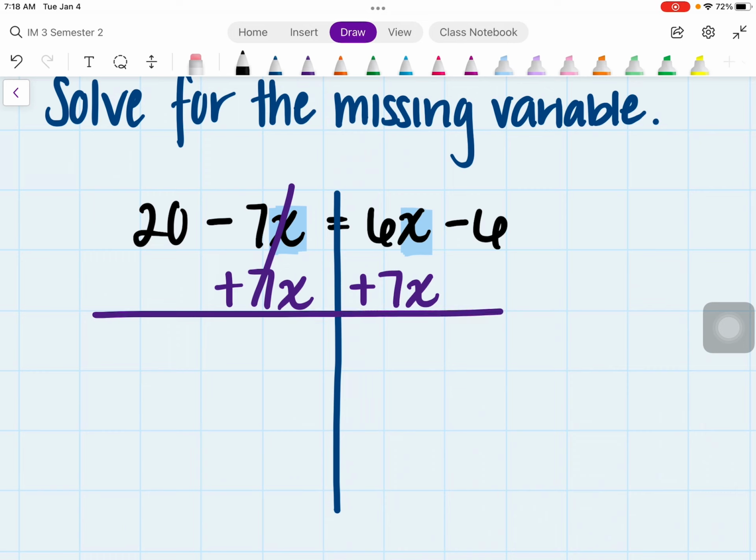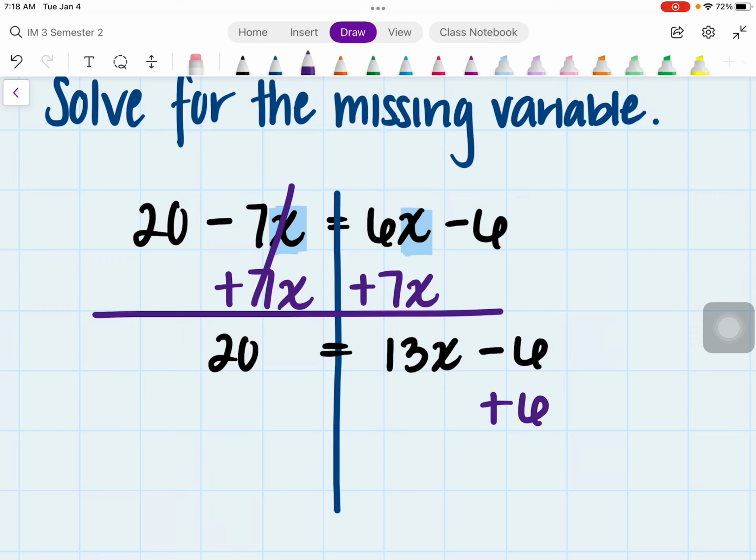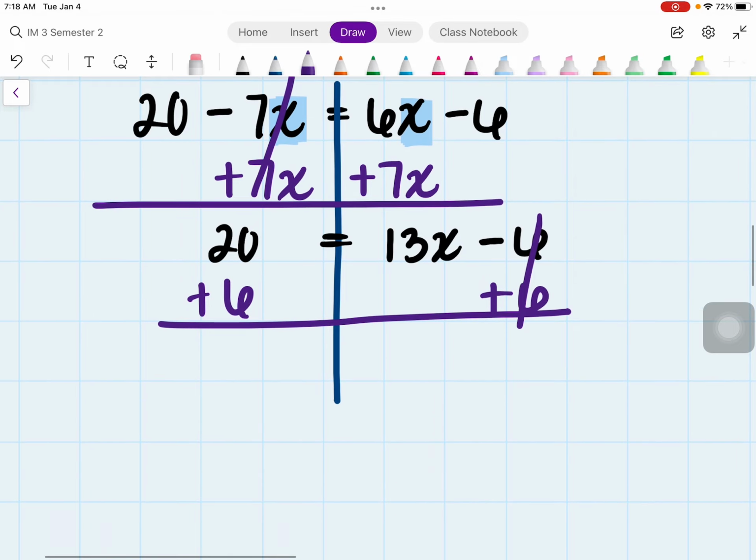I have a 20 equal to 6x plus 7x, which is 13x, minus 6. Next step in this case is to add the 6. Since I moved the variables to the right-hand side, I'm going to move the numbers to the left-hand side. And that gives us 26 equal to 13x.